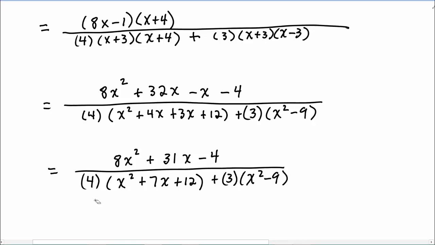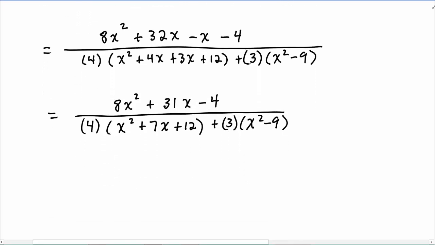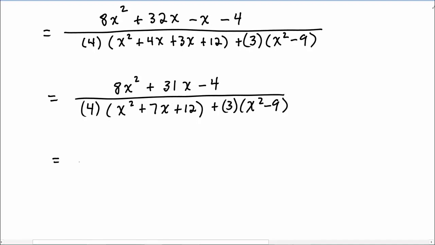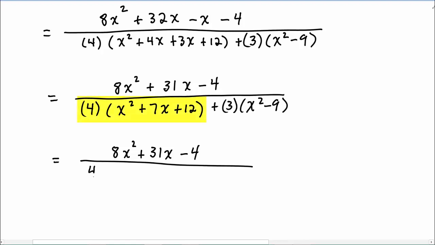Now in the denominator, we can go ahead and distribute in the 4 and distribute in the 3. So now we have our numerator, 8x squared plus 31x minus 4, and in the denominator, when we distribute, we're going to get 4x squared plus 28x plus 48 plus 3x squared minus 27.